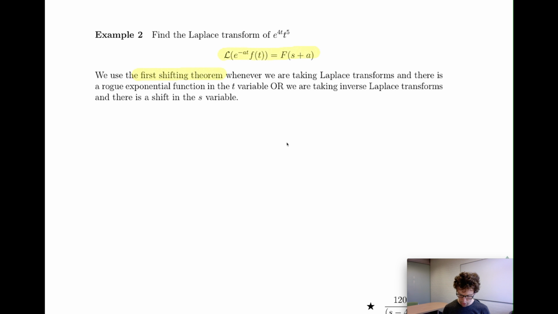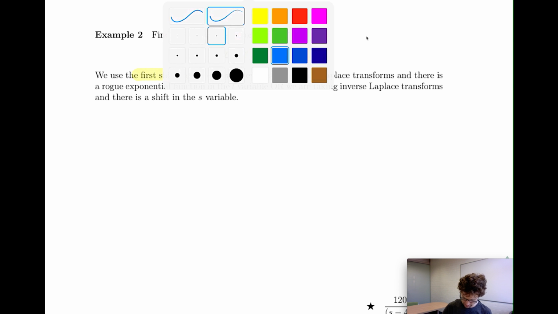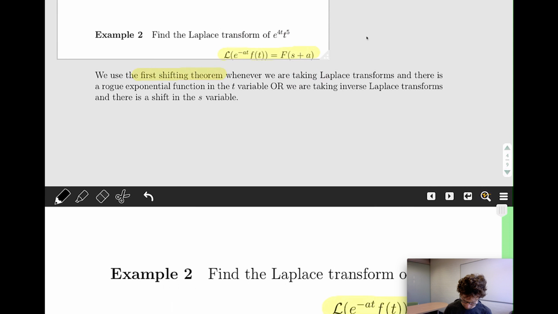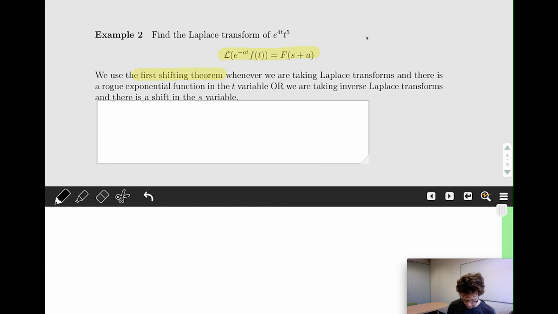So we always do this whenever we see that a function of t has an e to the something t in front of it. We've seen that the first shifting theorem tells us that whenever I multiply by an exponential in t world, that corresponds to a shift in s world. But we're going to see that we have to be a little bit more careful than that. So let's take a look at what the Laplace transform of this thing is going to be.